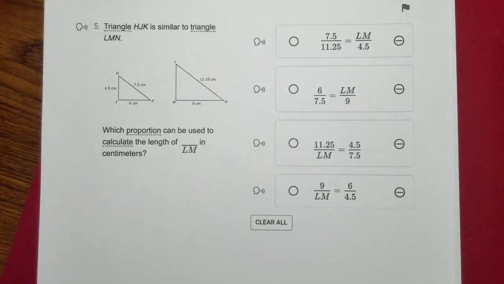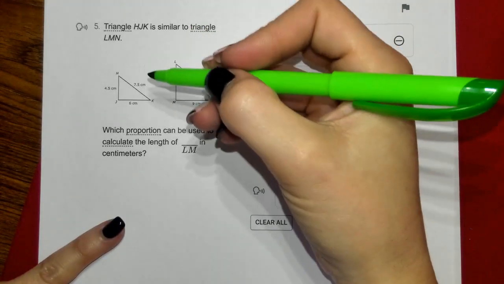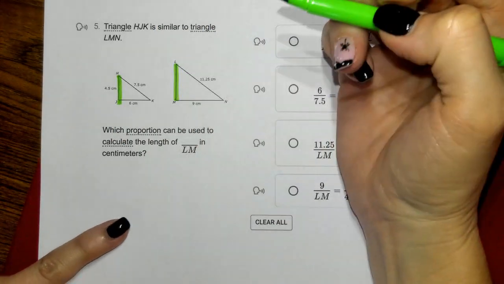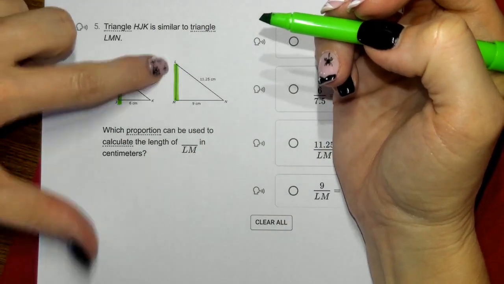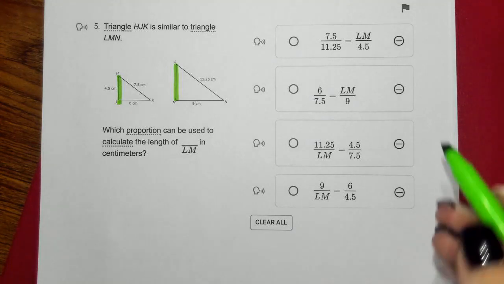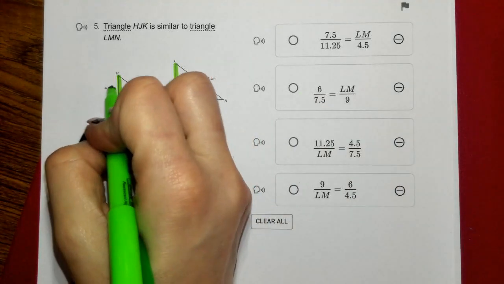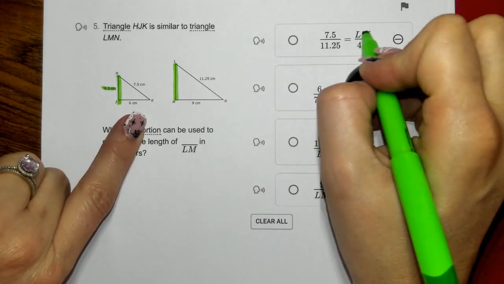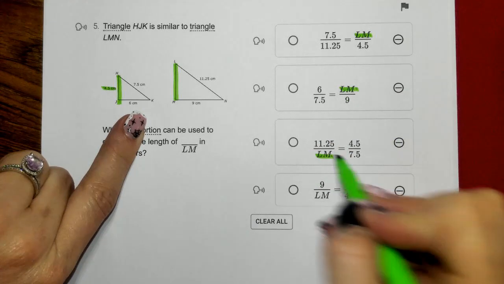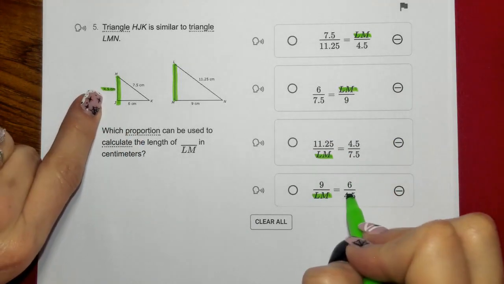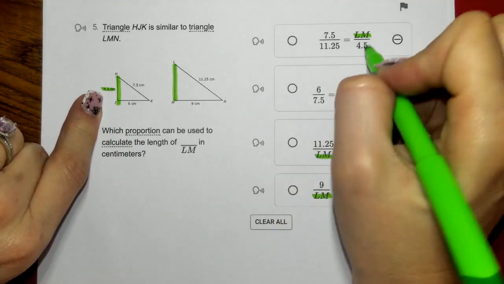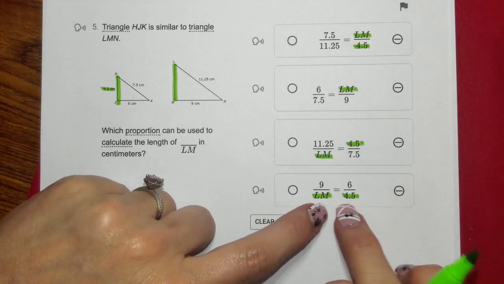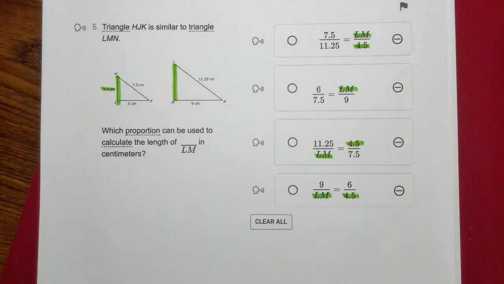So what we're going to start with is highlighting our corresponding sides. So I have HJ and I have LM. So over here, HJ is 4.5, right? So I am going to look for any LMs and also any 4.5s and highlight them green. So I can see corresponding sides, right?